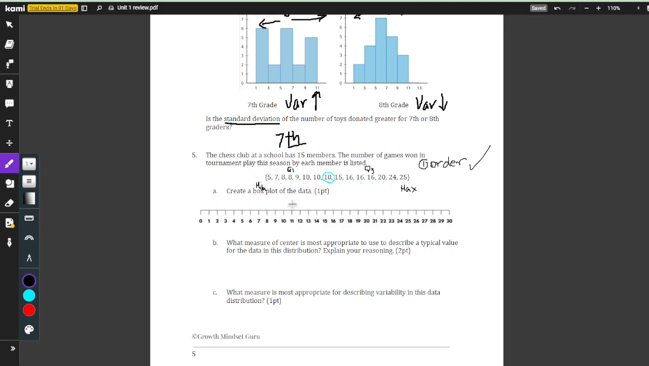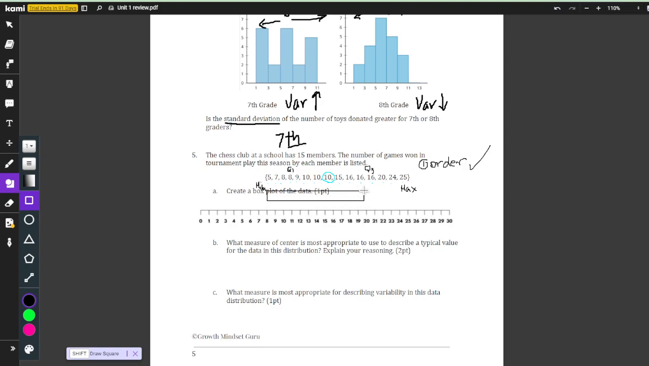Okay, so then we can draw our box plot. Our box plot's very simple. I've never used shapes before, but we know that our Q1's at 8. And then we go all the way to Q3, which is about 16. So here's our box plot right there. Nice little box plot.